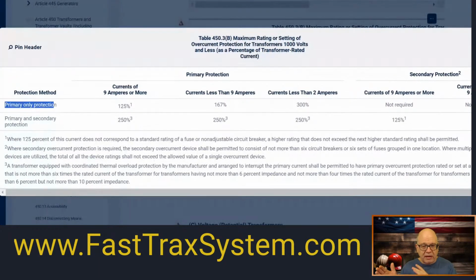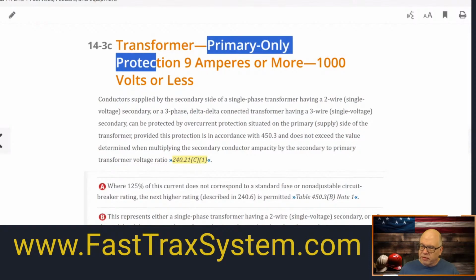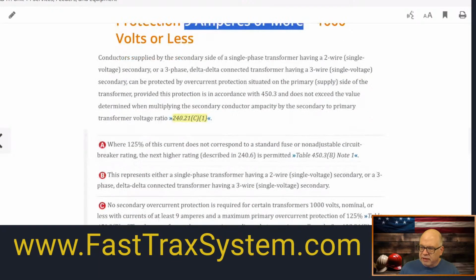If it's over 1,000 volts, then you just go to 450.3(A) and utilize that. But this is the majority of the transformers you're going to deal with. So as it says in the lesson, if we have a transformer with primary only protection and it's 9 amps or more, that is going to be the vast majority of the transformers that you folks will deal with. All right, so let's read a little bit into this.